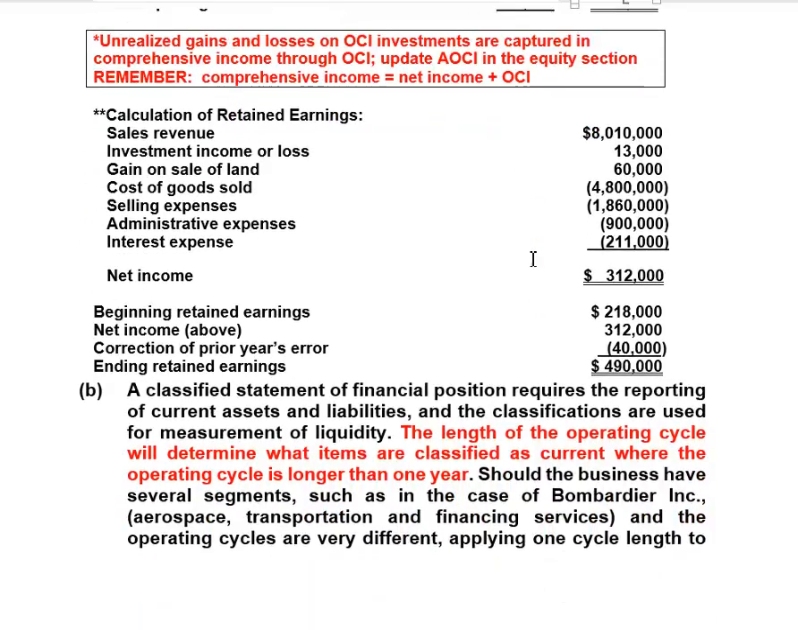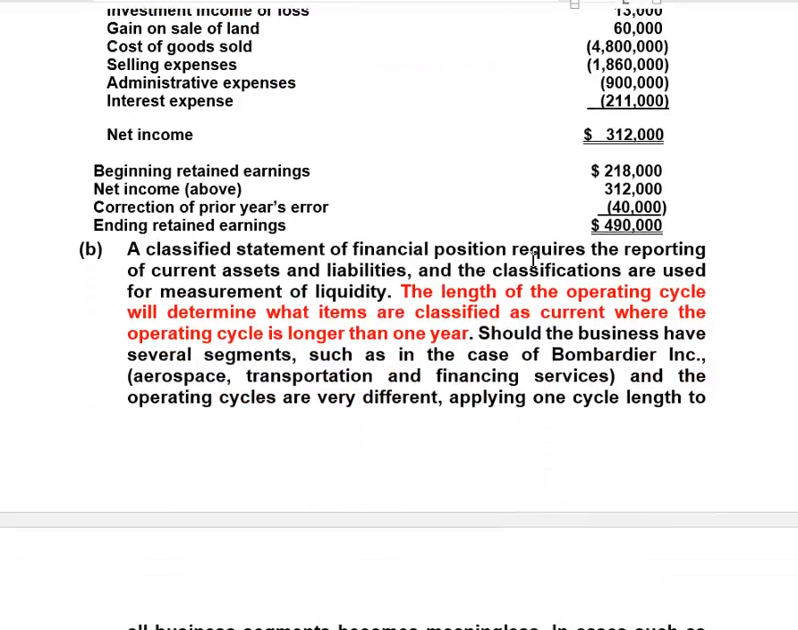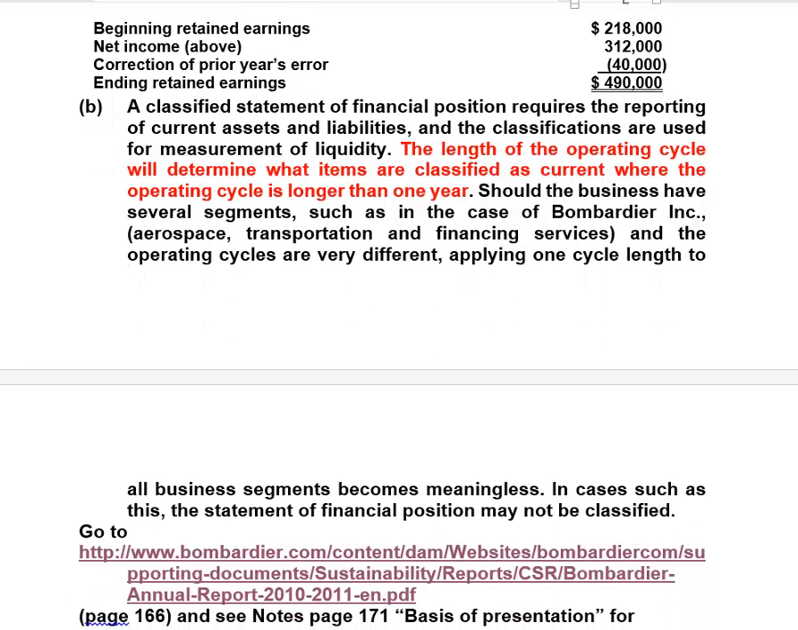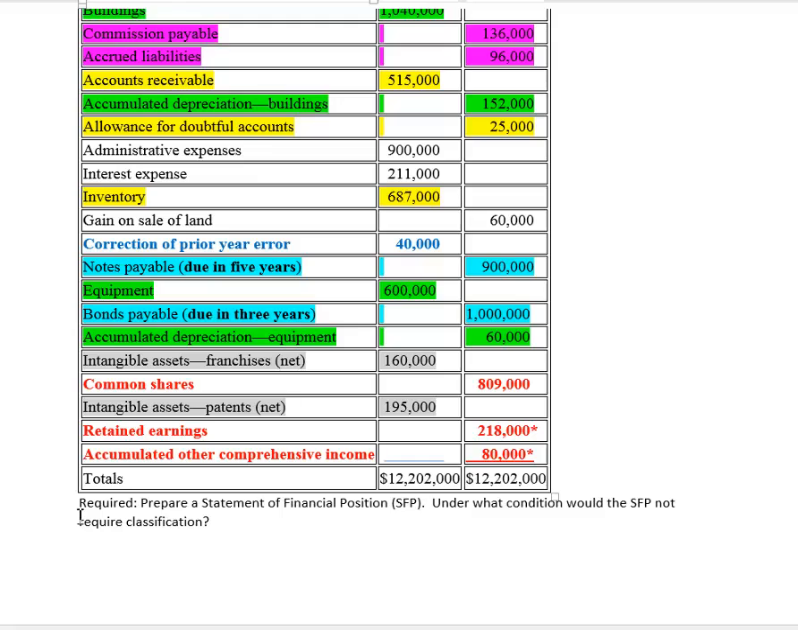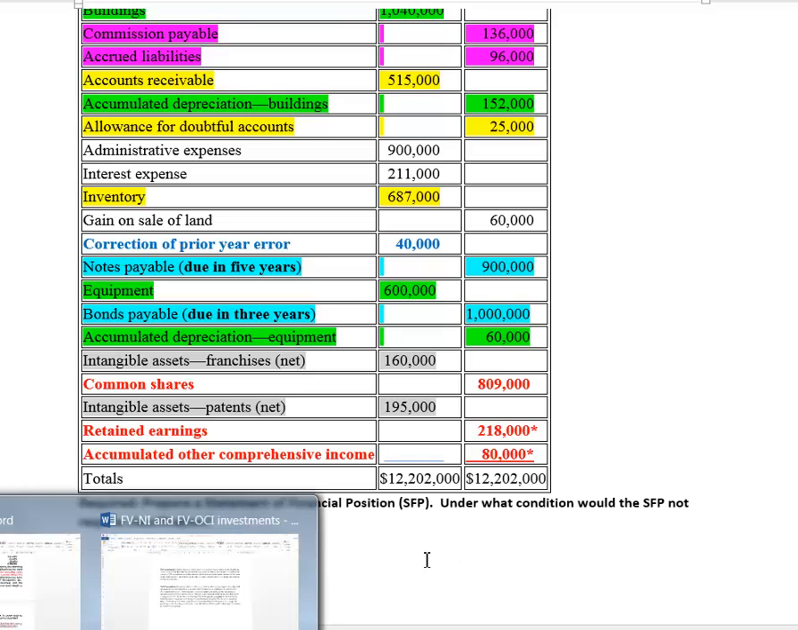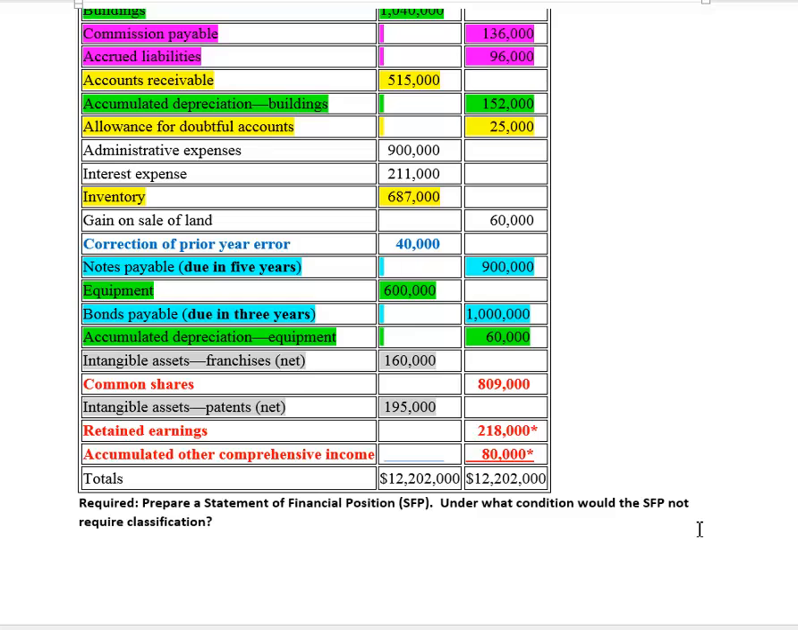So now, the second part of the question presents us with an interesting issue. If we go back, we've done our statement of financial position, but it also says, under what conditions would the statement of financial position not require classification? So now, one reason why we would have this is if the operating cycle for different segments of our business were not the same. So in other words, we could have a business that operates different types of businesses within it.